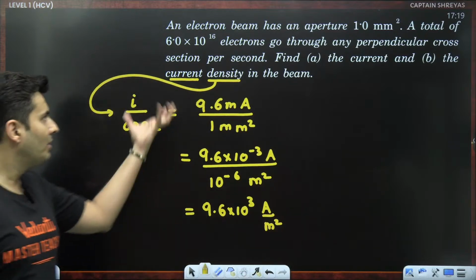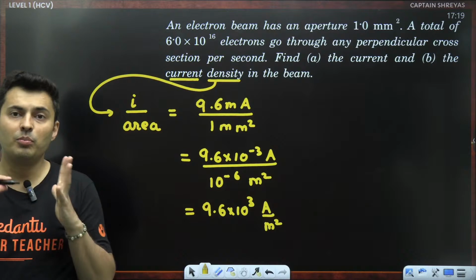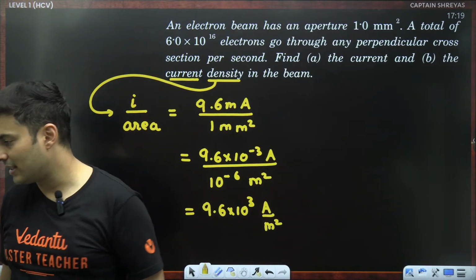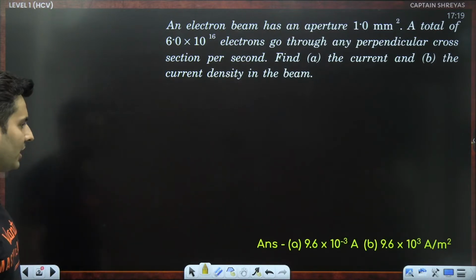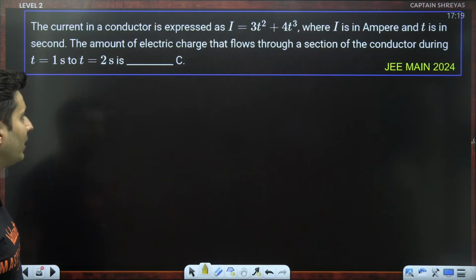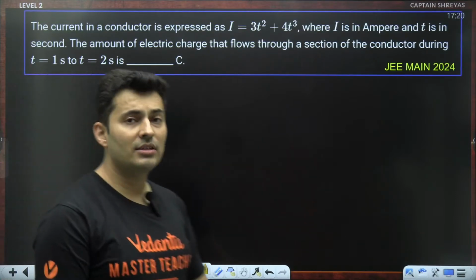That is how much density is there, that is, per unit area. As simple as that. Yes, that's the answer for it. So 9.6 into 10 to the power 3. Perfect. How about this JEE Mains 2024?